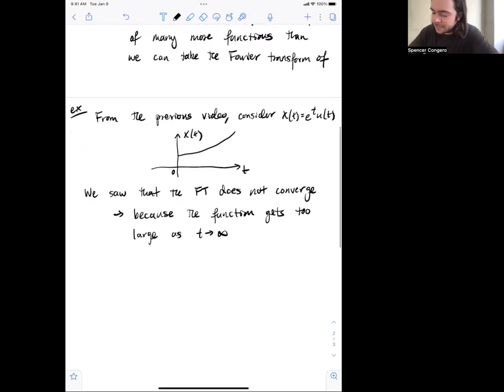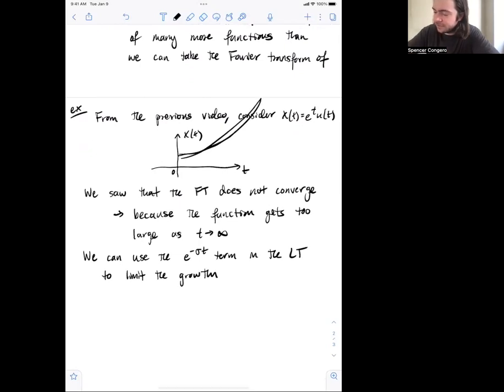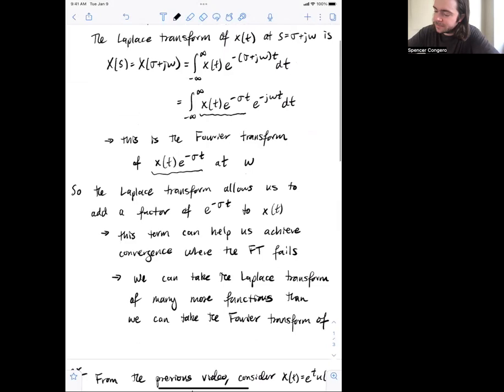But then we tried to take the Laplace transform, and we were able to. We actually did it for a more general function than just this, but then we applied it to this function. So, using our logic from earlier in this video, we can use the e to the negative sigma t term in the Laplace transform to limit the growth, or as I like to say sometimes, knock this function down. This function's growing too quickly. We need to knock it down with something. So we're going to limit the growth of this function. And this is what the Laplace transform does, right? The Laplace transform is the Fourier transform of x of t times that factor.